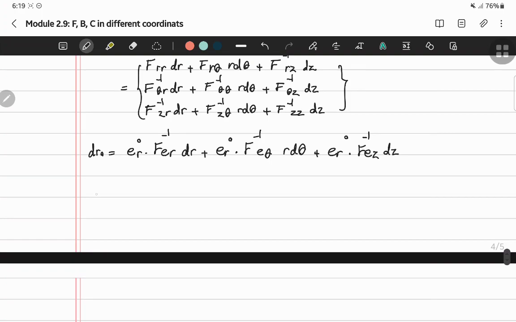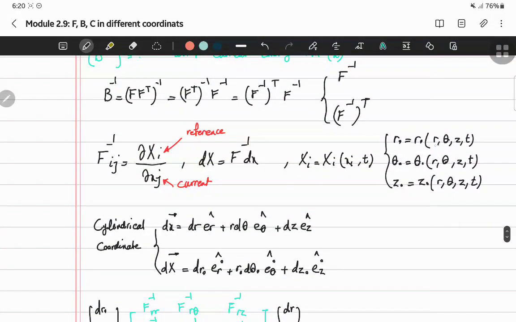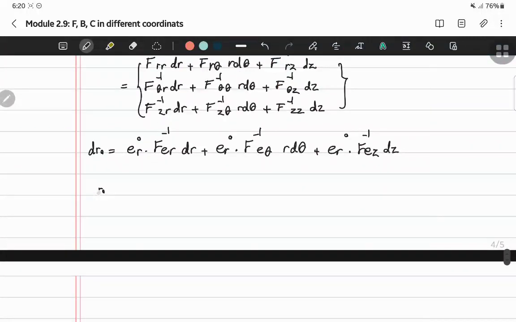Like previous, we know that since r0 is a function of r, theta, z, and t, we have dr0 is equal to the partial derivative of r0 with respect to r, dr, plus the partial derivative of r0 with respect to theta, d theta, plus the partial derivative of r0 with respect to z, dz.